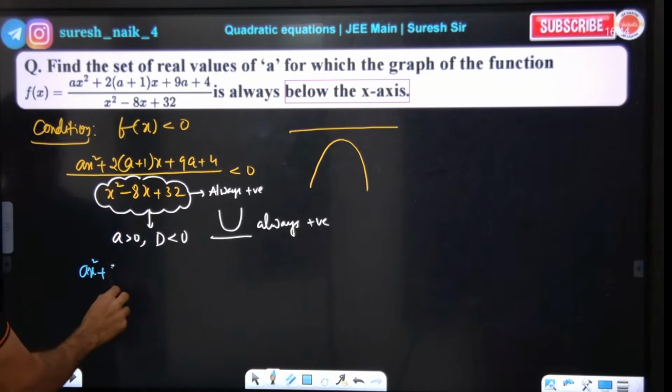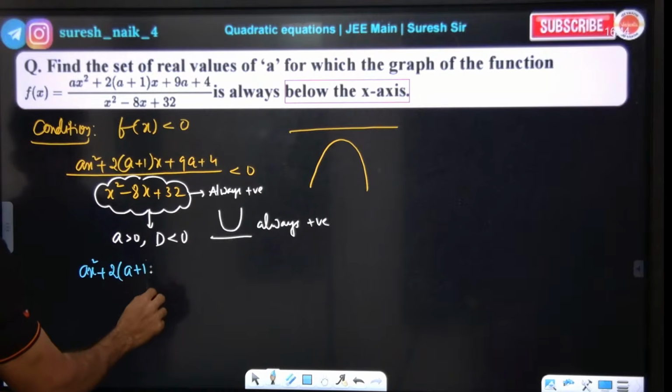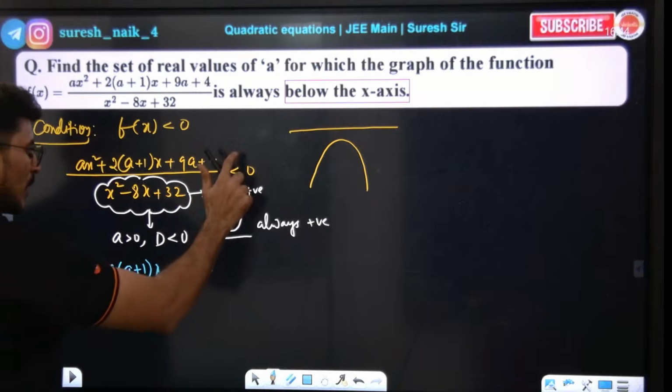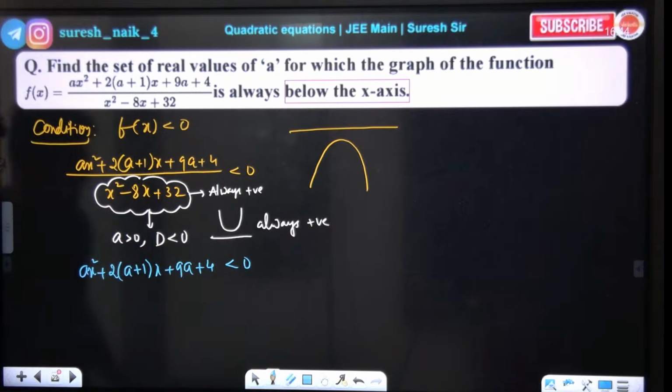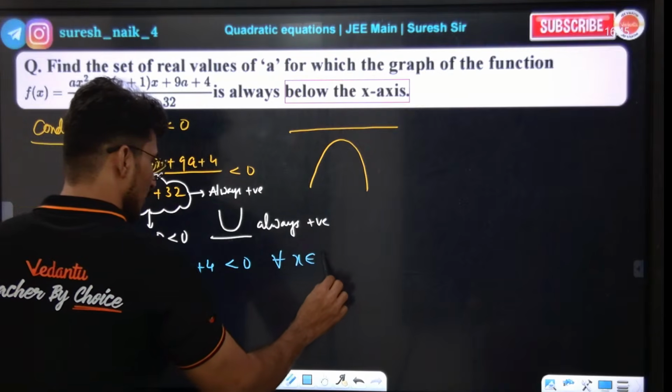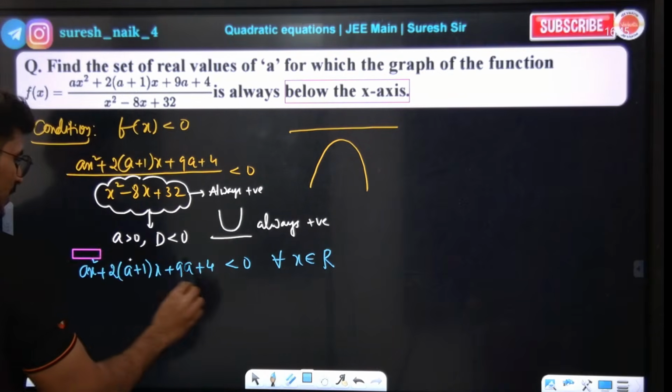Ax square plus 2 times of a plus 1 into x plus 9a plus 4, into some positive quantity, which is 0. Some positive quantity into 0 is 0. Do you understand? So it should be less than 0 for all x belongs to R. This is very important here: for all x belongs to R.